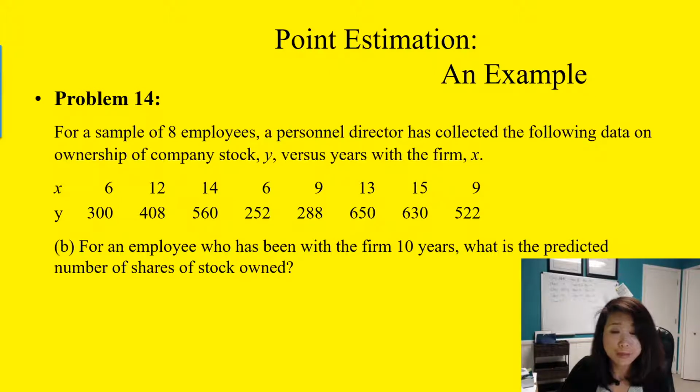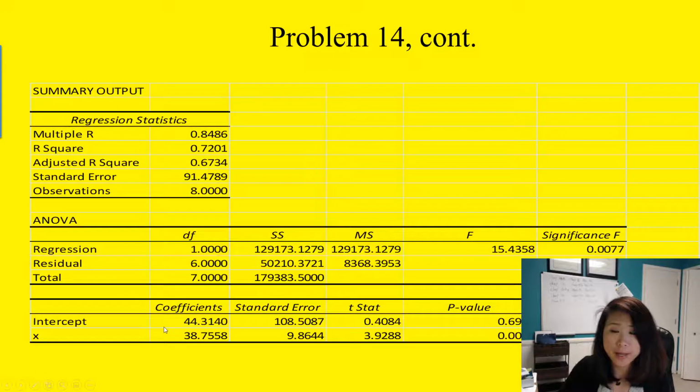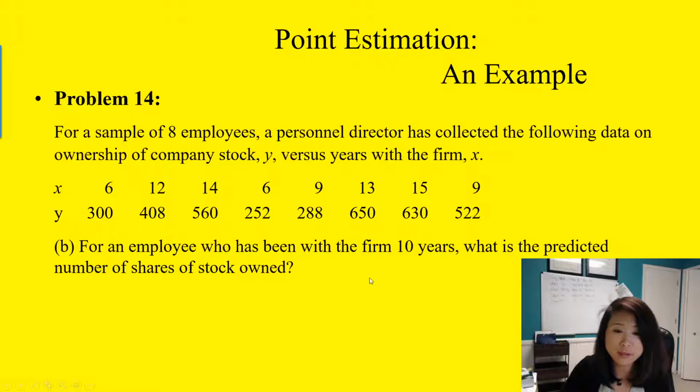Yes, if you notice, the number you see in this question, 10 years, is actually the value for x. We already know the relationship between x and y because of our simple linear regression equation, y hat equal to 44.314 plus 38.7558 times x. So we know the value of x, and now we try to get a value of y. Basically, what we're going to do is take x equal to 10 and plug it back into the equation, and we will receive the value of y. y is the number of shares the employee owned. So that is our prediction.